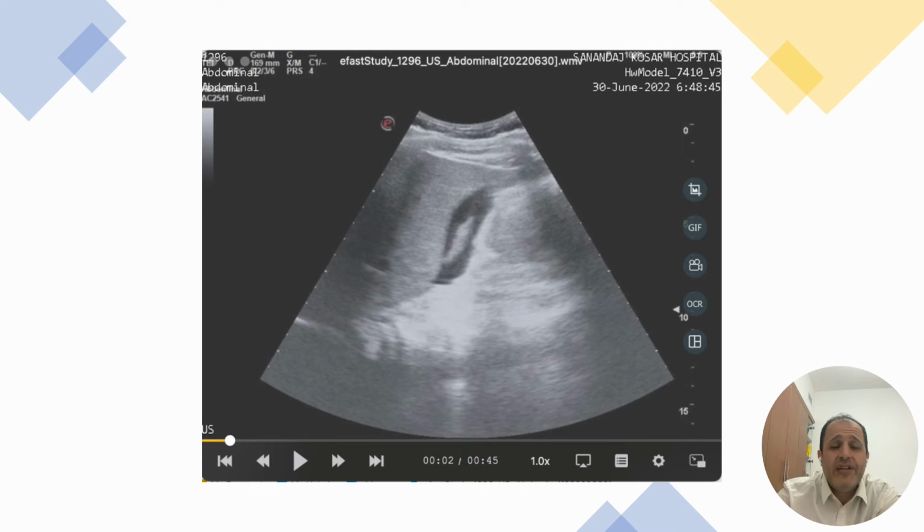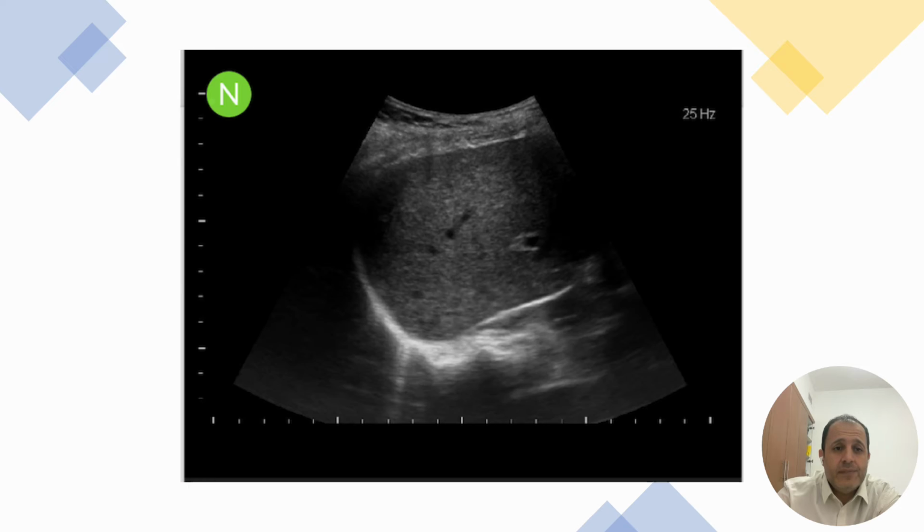And here, as you see, another positive FAST. It's the liver, it's the kidney, and it's the free fluid. And this hyperdense object inside the free fluid is a clot formation. So a clot has already formed in this case.